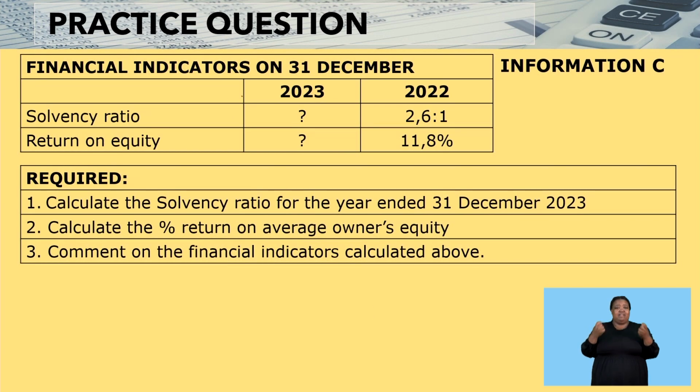So we want to know now, what else are we given? We are given financial indicators, that is on information C now. Financial indicators on 31 December, that is for the year 2022 and 2023. Then here is what we are required to do. Number one, calculate the solvency ratio for the year ended 31 December. Number two, calculate the percentage return on average owner's equity. Then number three, comment on the financial indicators calculated above. I know you guys are ready. Make sure you have the calculator close to you. Let's begin.